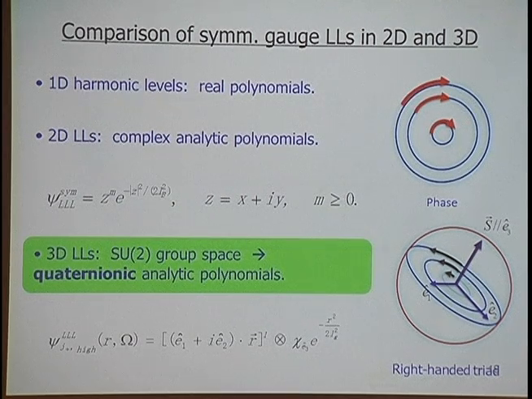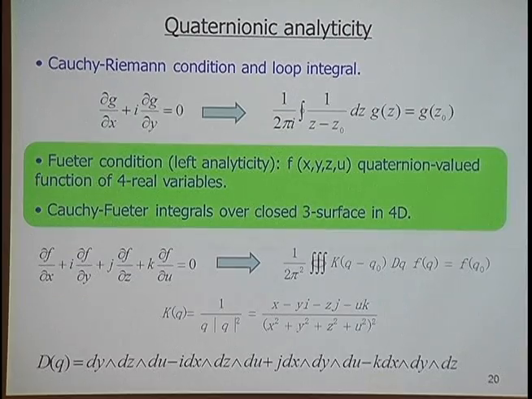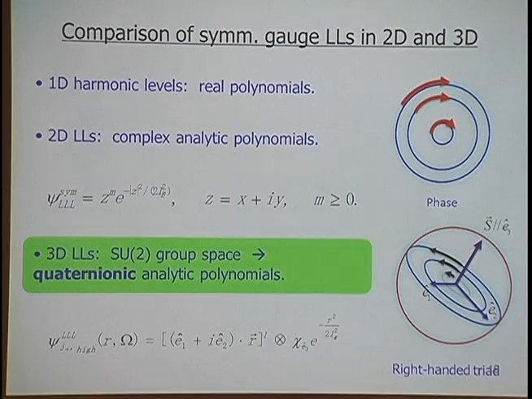So we know that it's an SU2 group space. And SU2 is just quaternions. So this motivated us to think that there might be an analytic property in terms of quaternions. If I fill the lowest Landau level, do I get a uniform density state? No, it's not uniform. Only in 2D do we have magnetic translation. In 3D, it actually is not uniform.